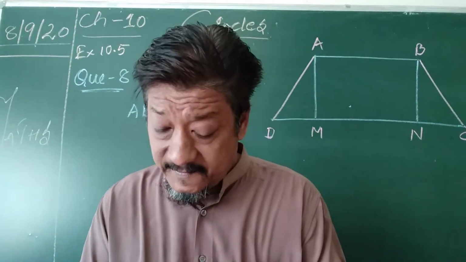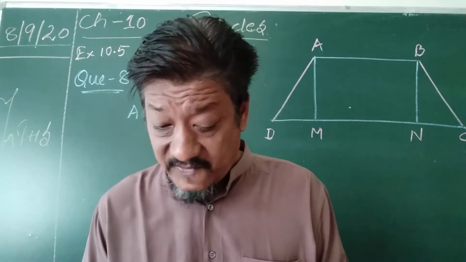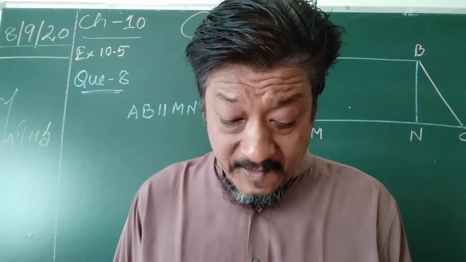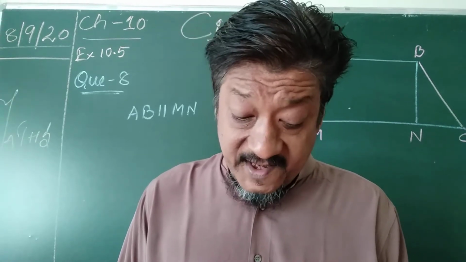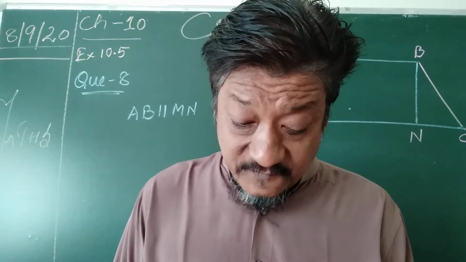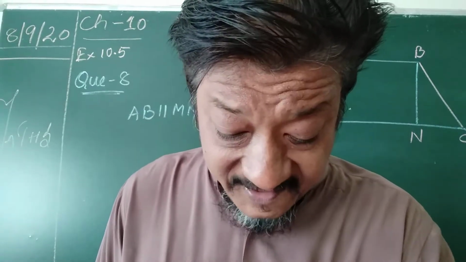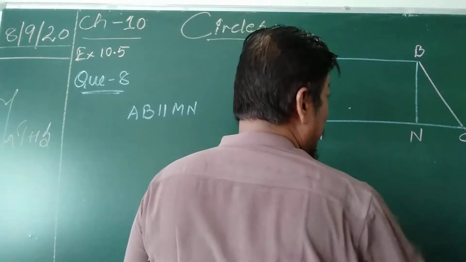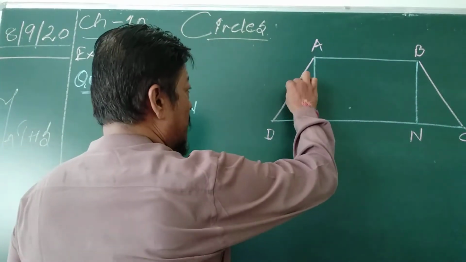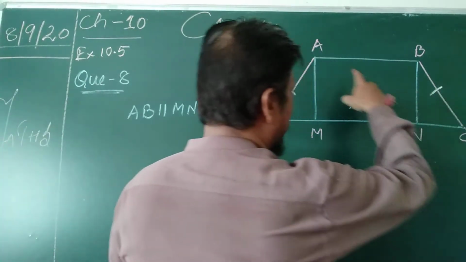Yesterday we had completed question number 7 of exercise number 10.5. Today we will see question number 8. The question is: if the non-parallel sides of the trapezium are equal, prove that it is cyclic. The non-parallel sides are equal, which is given.